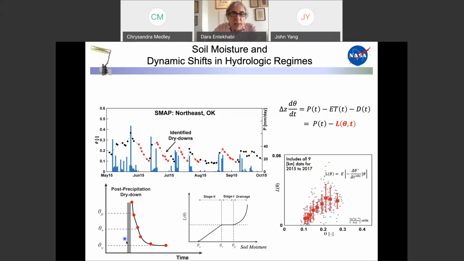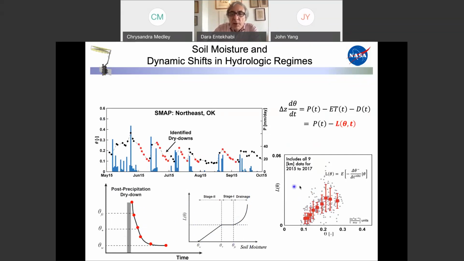So these three regimes, the loss rate, which is the slope here, can be plotted conceptually here. At very high soil moisture, until you hit the field capacity, the drainage is very strong. Then you hit the energy limited stage 1 evaporation, where the loss is potential evaporation, and then the soil limited evaporation.